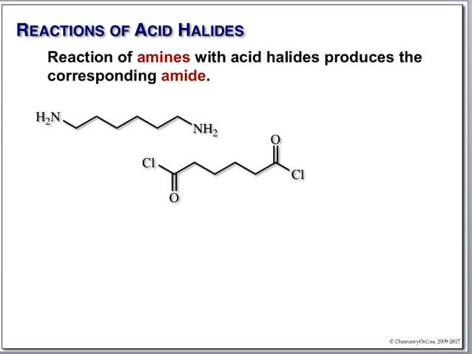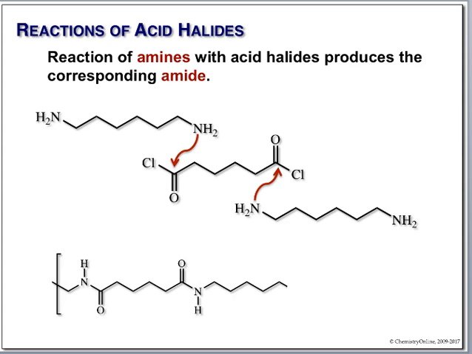This is an interesting reaction commercially. If we take this, 1, 2, 3, 4, 5, 6, 1,6-hexane diamine, and this is 1, 2, 3, 4, 5, 6, bis-hexanoyl chloride. These can react first there, another one can react there, and this goes on and on and on, and you make a polymer called nylon 6.